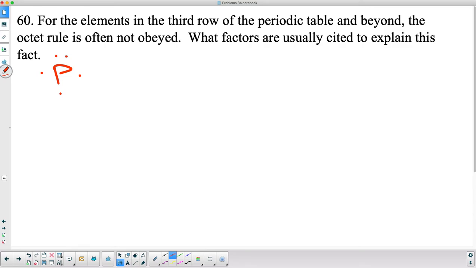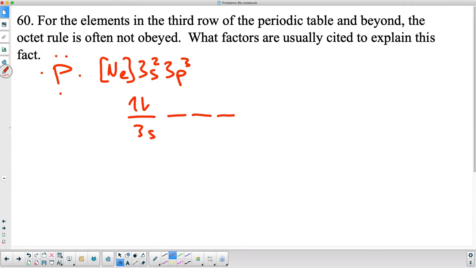Well, phosphorus is neon 3s2, 3p3. So if I look at my orbital diagrams for that, I have my 3s here with 2 electrons, and then for 3p, I have 1, 2, 3 orbitals with 1, 1, and 1 electrons. Remember, they spread out because they repel each other.